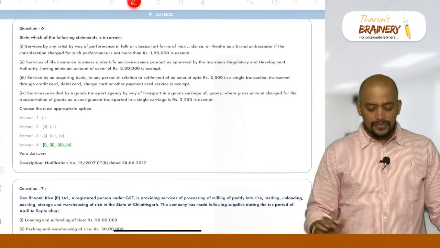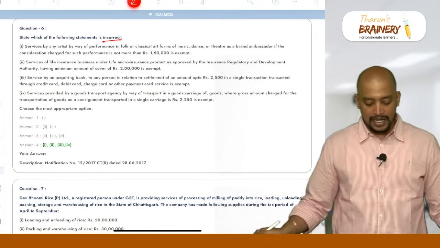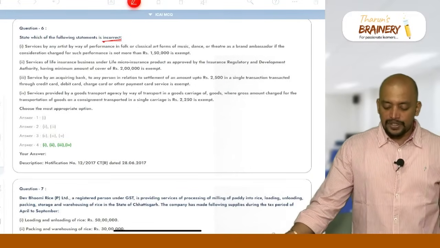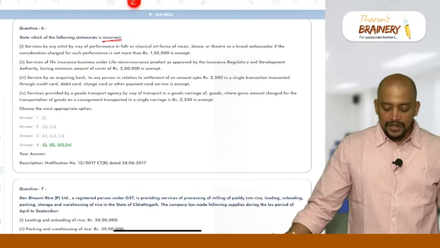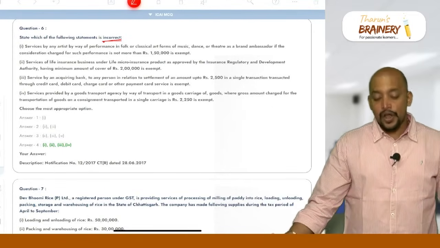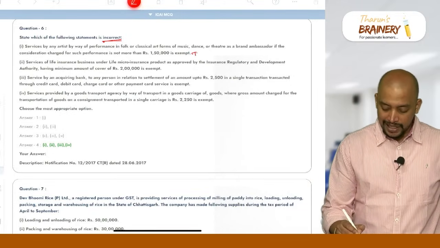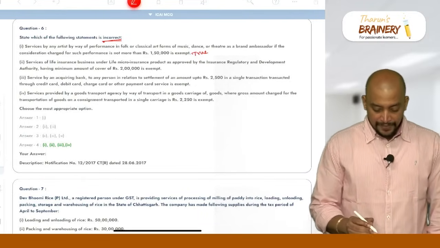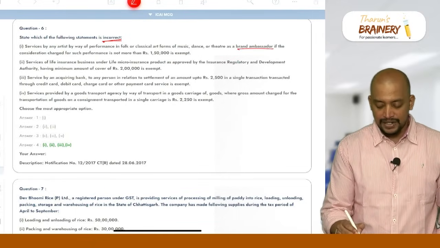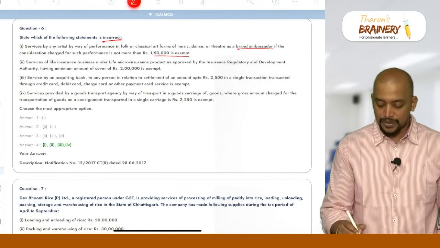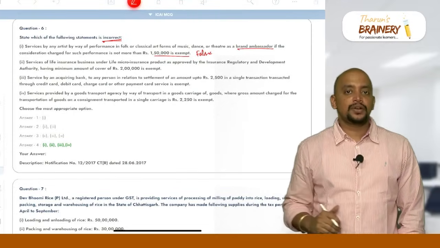Then next one. State which of the following statements is incorrect. They are asking which of the following statements are incorrect. Services by any artist by way of performance in folk or classical art form of music, dance or theatre as a brand ambassador, if the consideration charged for such performance is not more than 1,50,000, is exempted. So, that is true, it is not incorrect. Okay. So, one second. Not more than. So, here brand ambassador is given. Brand ambassador is not exempt. So, therefore, here it is telling it is exempt. So, incorrect, false. The moment the person, performance artist, brand ambassador, whatever may be the amount, that will be taxable.